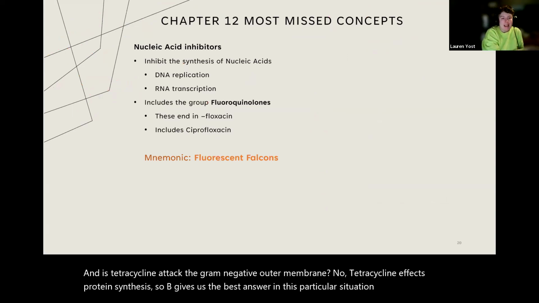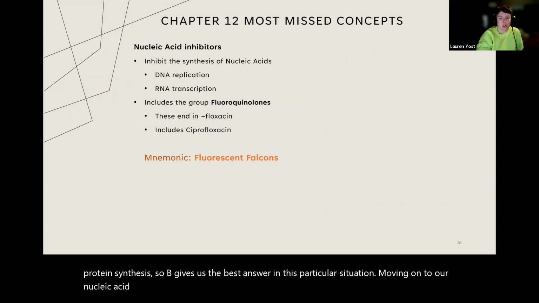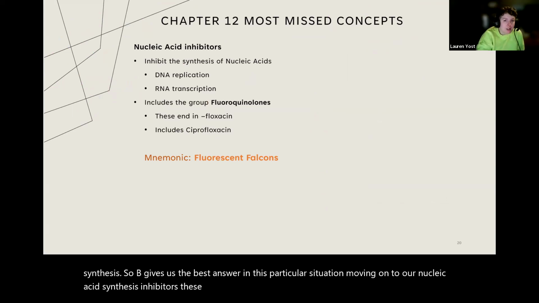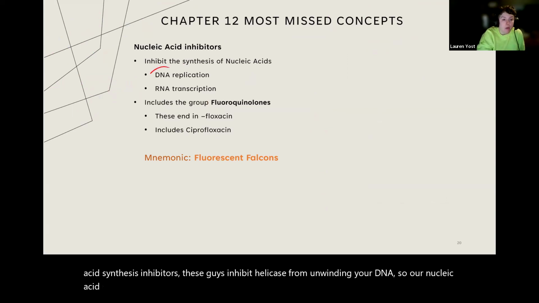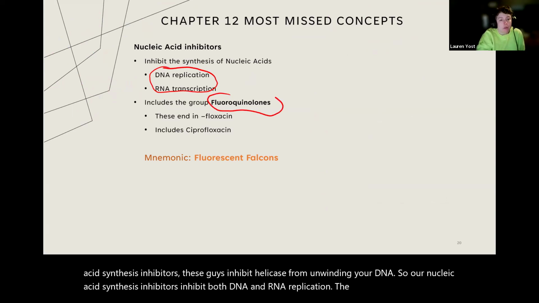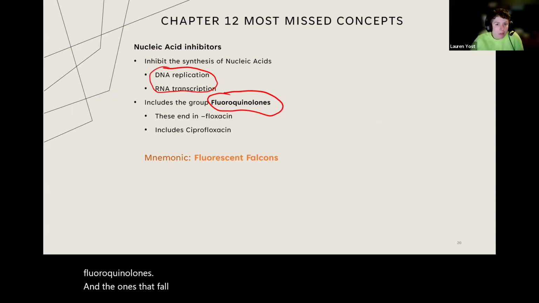Moving on to our nucleic acid synthesis inhibitors. These guys inhibit helicase from unwinding your DNA. So our nucleic acid synthesis inhibitors inhibit both DNA and RNA replication. The larger group is called the fluoroquinolones. And the ones that fall within that group have a name ending in floxacin.